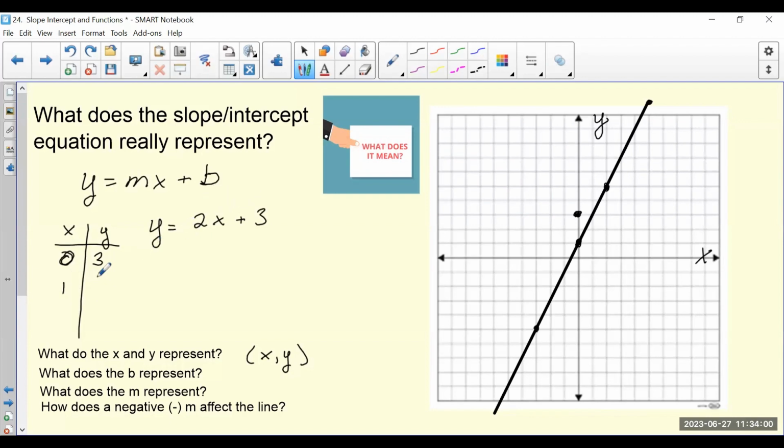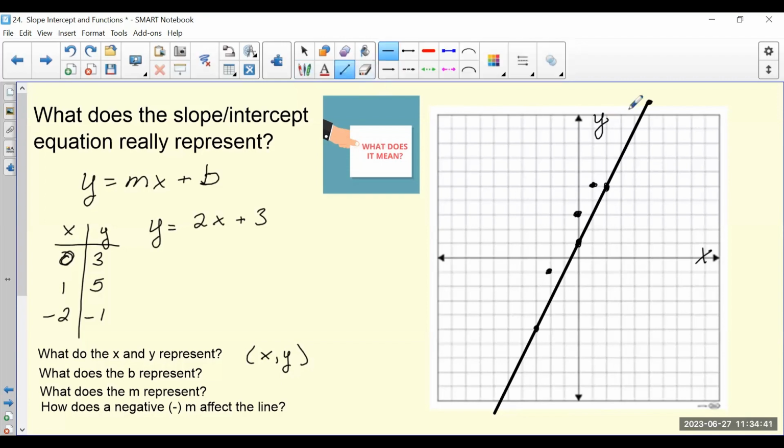So let's put in a 1. 2 times 1 plus 3 is 5. And let's put in, say, -2. Let's go the other way. 2 times -2 is -4. -4 plus 3 is -1. Again, you can use a calculator for that if you want to. So we also have a point at 1, 1, 2, 3, 4, 5. And we've got a point at -2, -1. And now we've got 3 points.